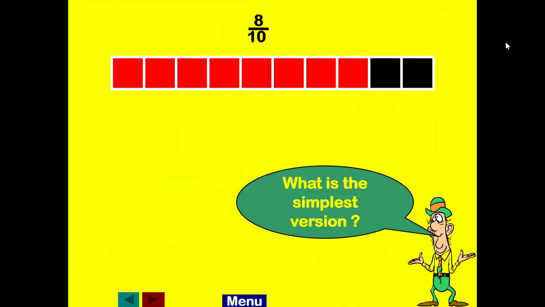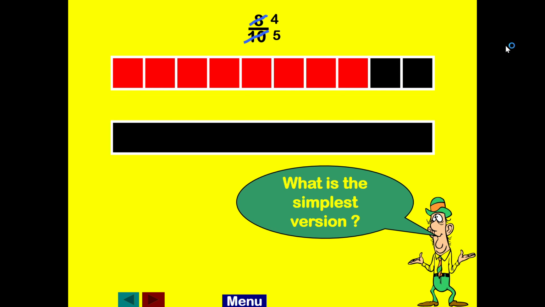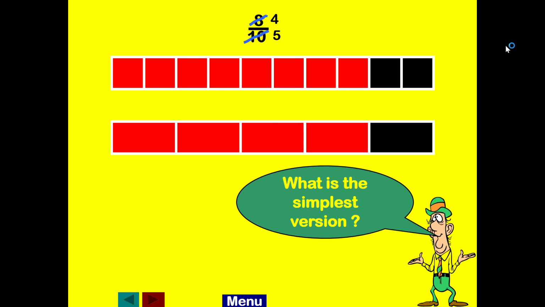What about 8/10? How do we simplify this? Can you think of any number which divides both 8 and 10? Of course, 8 and 10 are even numbers. Divide both 8 and 10 by 2, it gives you 4/5, which means if you have the same size box and divide it into 5 equal portions, 4 out of 5 is the same as 8/10.